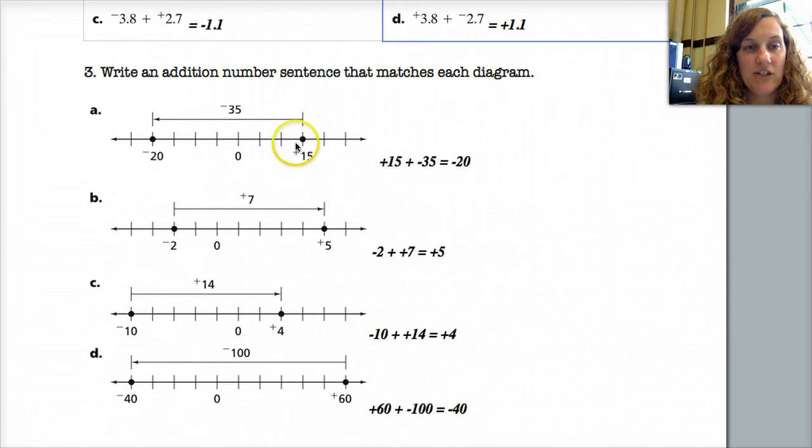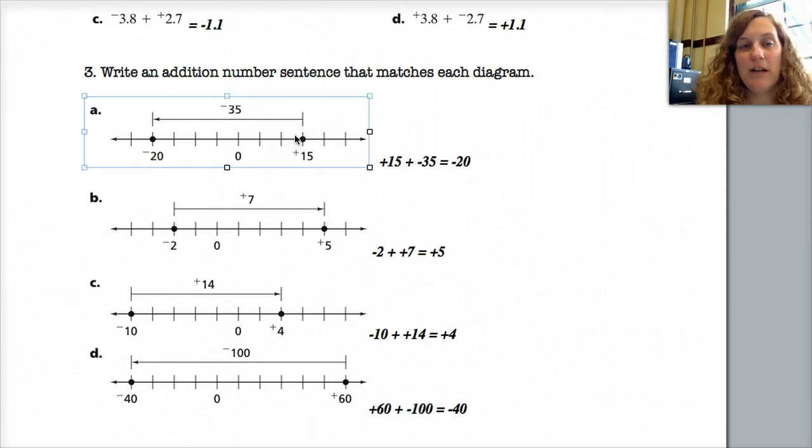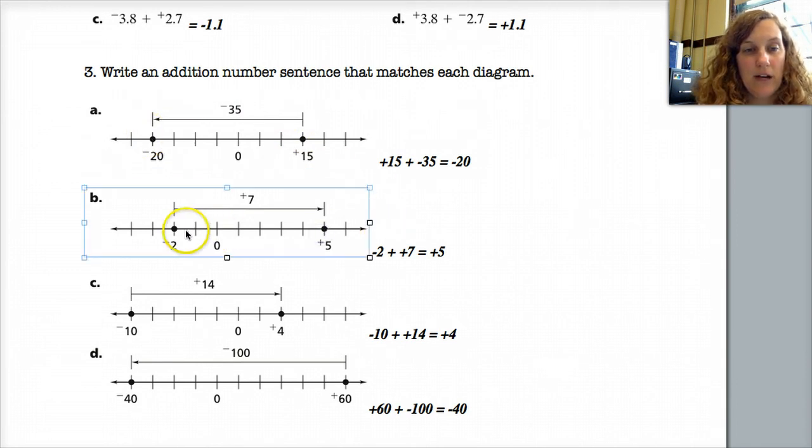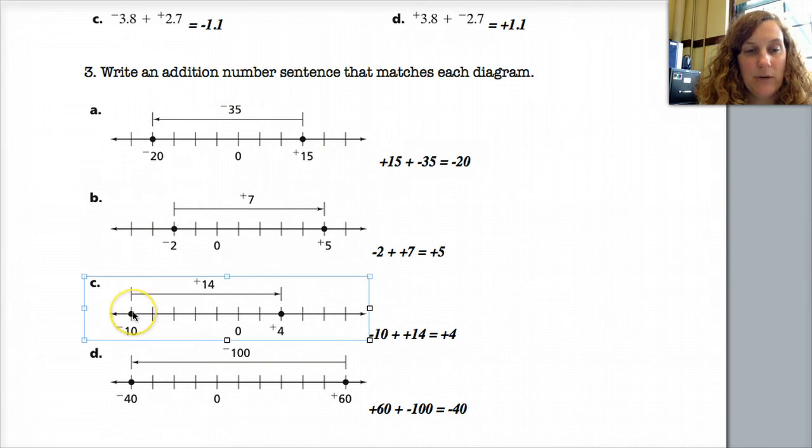Write an addition number sentence that matches each diagram. So they're just asking how you get from one to the other. So you say a positive 15 plus a negative 35 gives you a negative 20. Here you're at the 5. So we're going to add this time, negative 2 plus a positive 7 gives you a positive 5. Here, because we're going in this direction again, we're starting with a negative 10 plus a positive 14 gives you a positive 4.